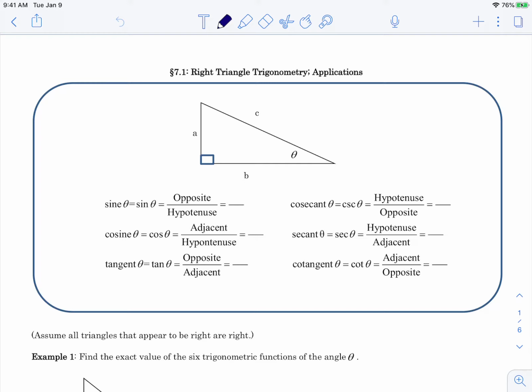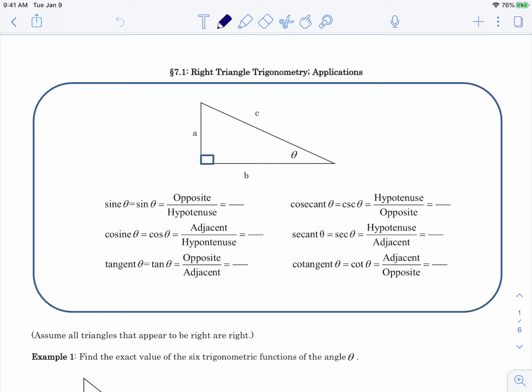Welcome to your 7.1 notes, and this is going to discuss further right triangle trigonometry. So far you've talked about special right triangles, and what if they're not special? What do you do? So here we are given a right triangle.